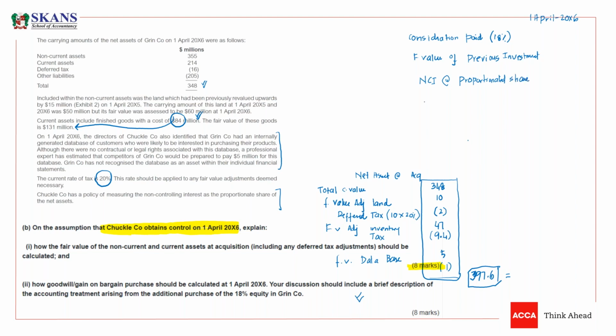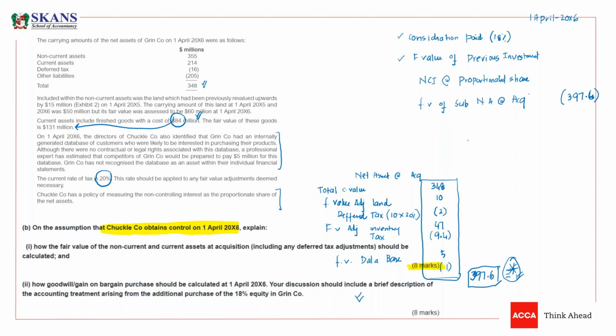And then we have fair value of subsidiary net assets at acquisition. By the way, we have fair value of subsidiary net assets at acquisition, 397.6. So this is the net assets. Here we just calculated net assets 397.6. Now we need to calculate consideration paid. You need to find the consideration paid and the fair value of previous investment.